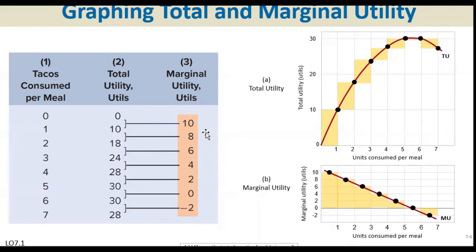The way you calculate marginal utility, also expressed in utils, is the change in the total utility divided by the change in the quantity. So in our example over here, it will be this 10 over here as our marginal utility. We get it by taking 10 minus 0 divided by 1 minus 0. The 8 over here will be 18 minus 10, the whole thing divided by 2 minus 1. So if you do that, you will see that you will get all these numbers over here.